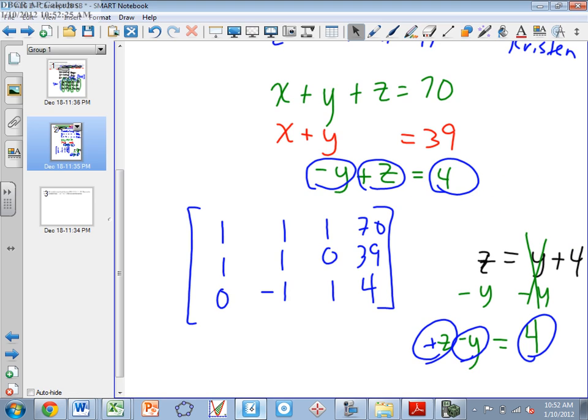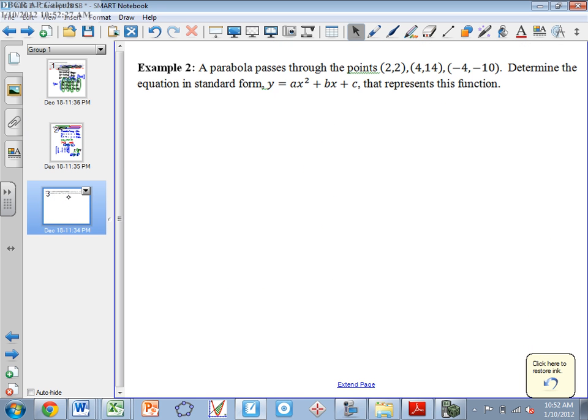All right. Now, before we start the last problem, I want to give you a handout before we start that. So let's take a look at something.